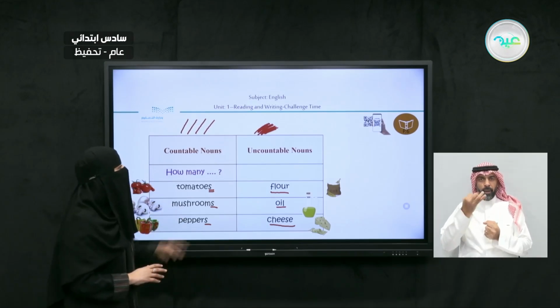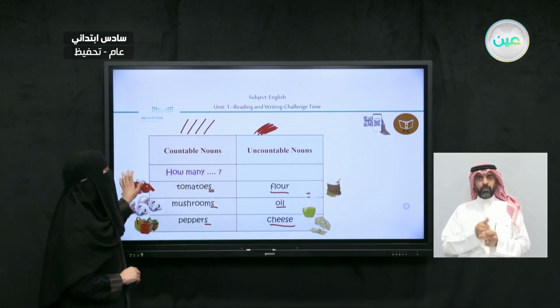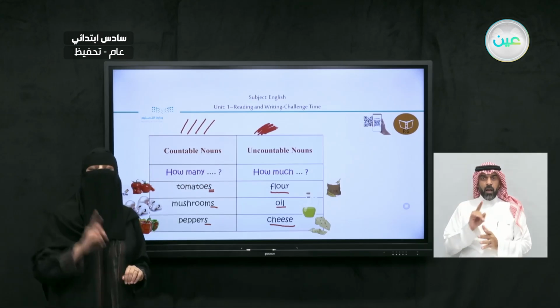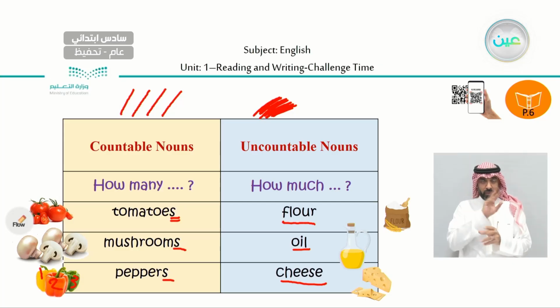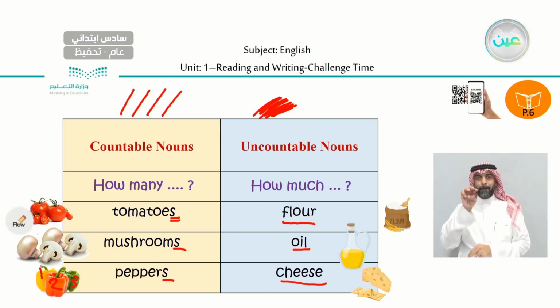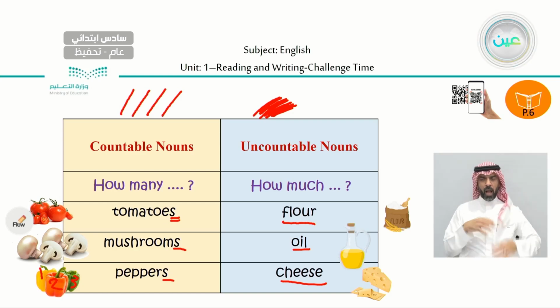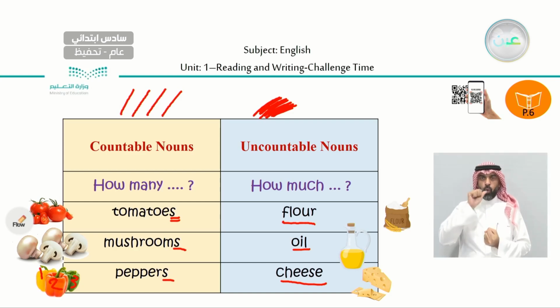Very good, okay. But with uncountable, we ask with how much. How much? How much flour do we have? How much oil do we have? Can you think of other uncountable nouns? How much water? Excellent. How much water? That's good. Very good. Okay.